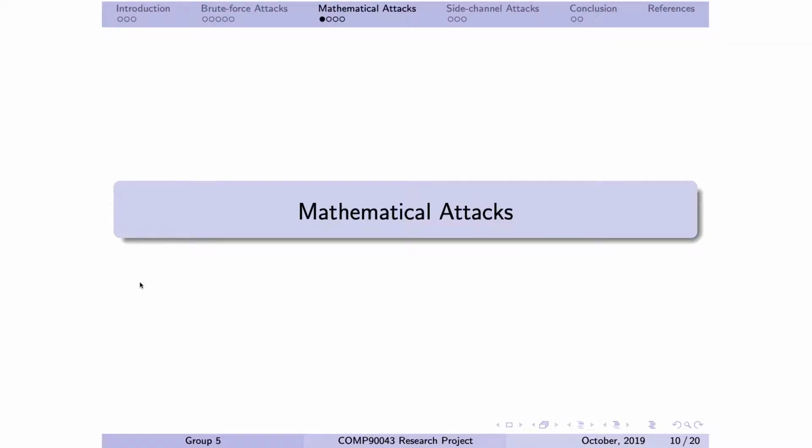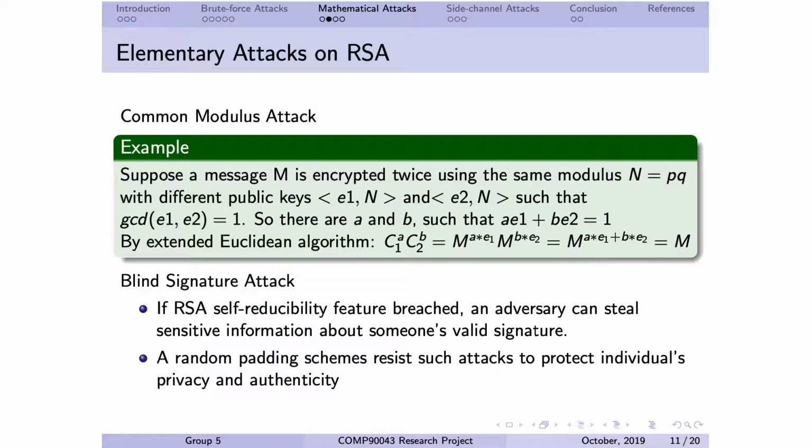In this section, we present several mathematical attacks explored from the state-of-the-art papers. The first one is elementary attacks on RSA. Elementary attacks refer to common modulus attacks as well as blinding attacks. In a common modulus attack, if the modulus is used again and again with different public keys, the risk is very high when an adversary knows the ciphertext.